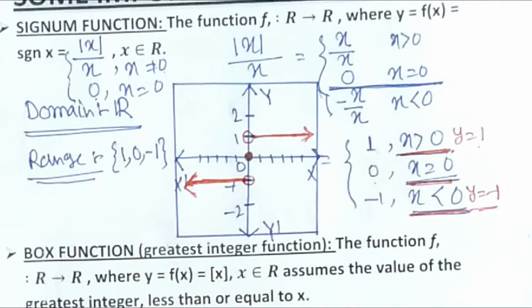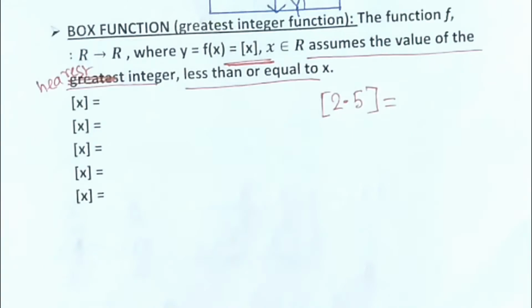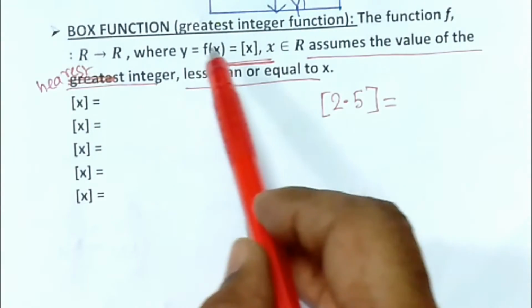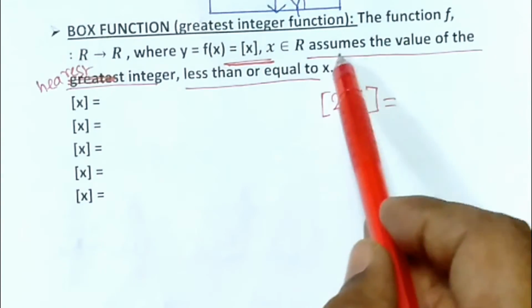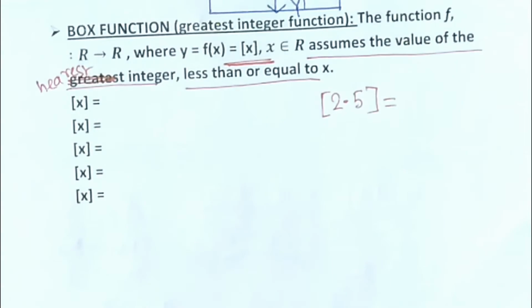Clear? So this is the graph of the Signum function. Now let's move on to the most important function, the box function, which is known as the greatest integer function or least integer function. The box function is defined by the function f maps R to R, where y equals f of x equals [x], where x is a real number. It assumes the value of the nearest integer less than or equal to x. This is the definition of the box function.